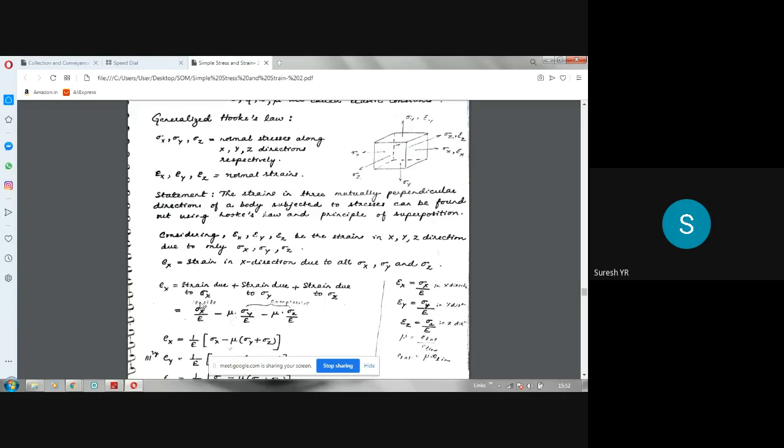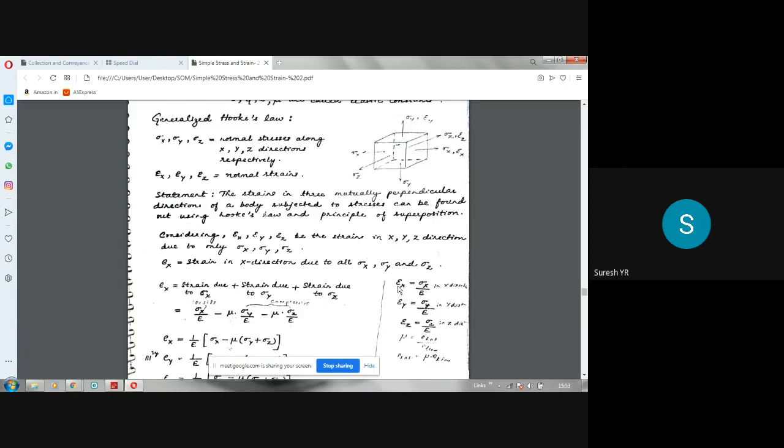So in x direction, due to sigma x, strain is sigma x by E. But coming to sigma y, now you should be very careful here. Now we are finding strain in x direction due to sigma y, not due to sigma x. Due to sigma x, it is sigma x by E. Due to sigma y, how to calculate? So for that, I have written here.